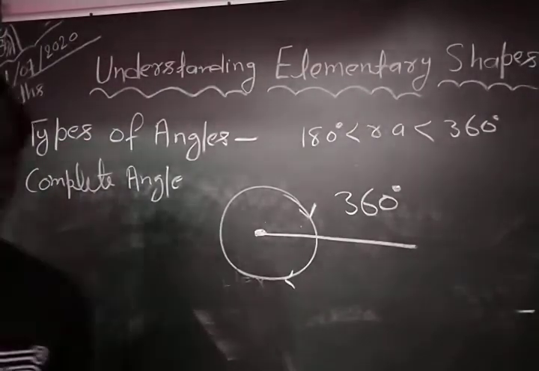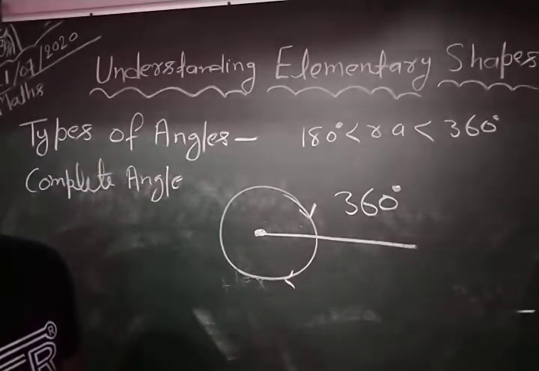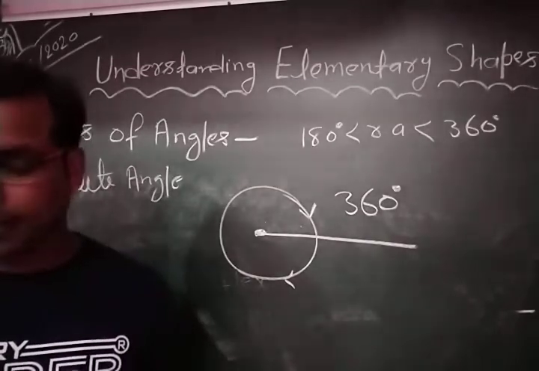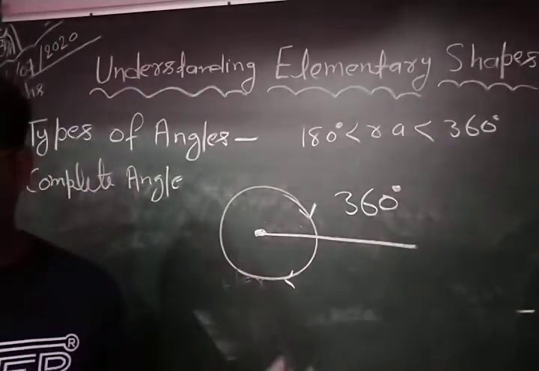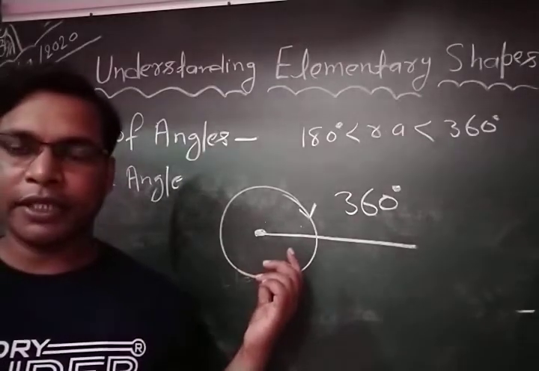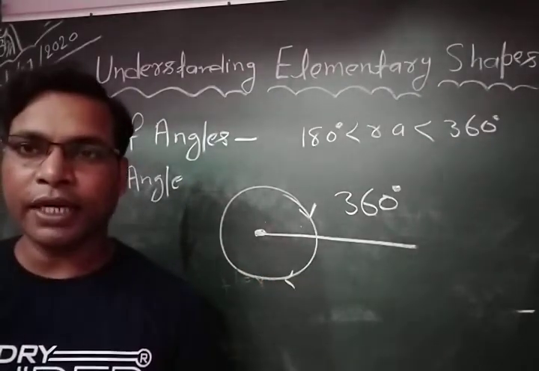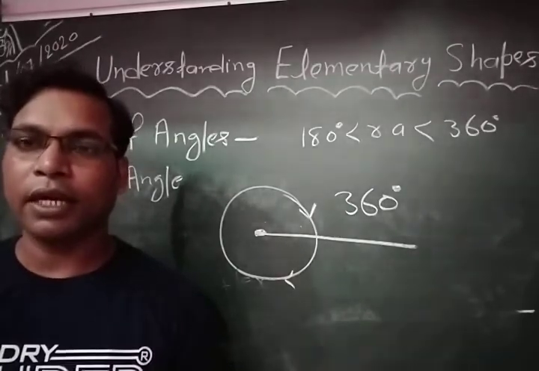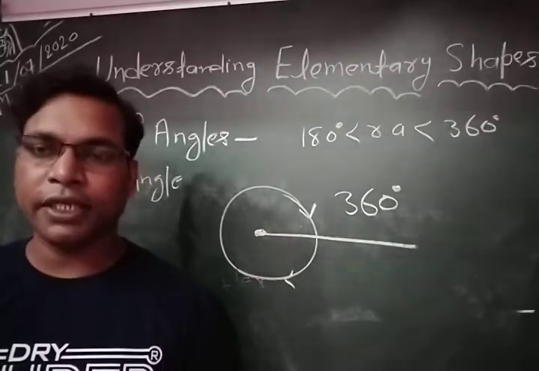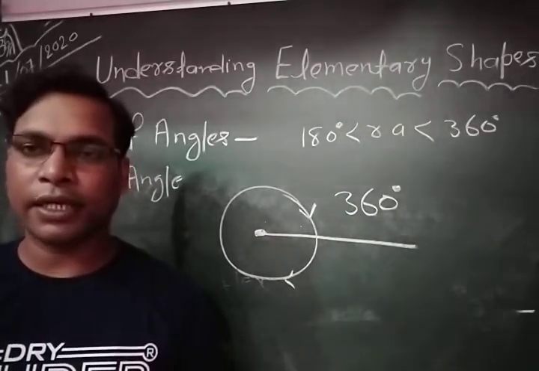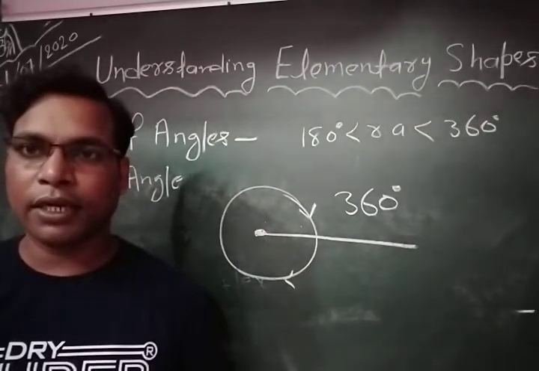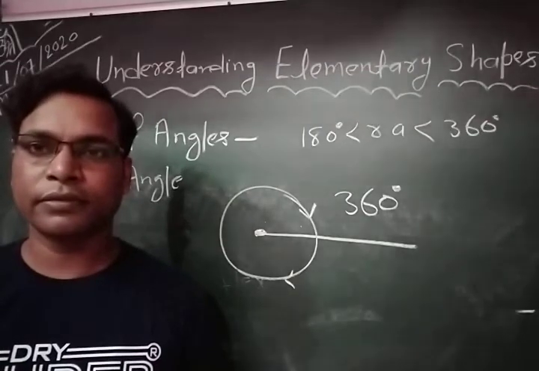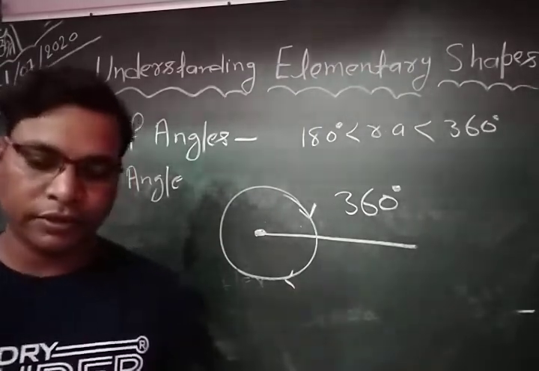So students, in this way we discussed the types of angles. So what is an angle? An angle is a figure made by two rays meeting at a common point. The common point is called the vertex and the two rays are called arms or sides of the angle. And the types of angles we studied here: acute angle, right angle, obtuse angle, straight angle, reflex angle, and complete angle.